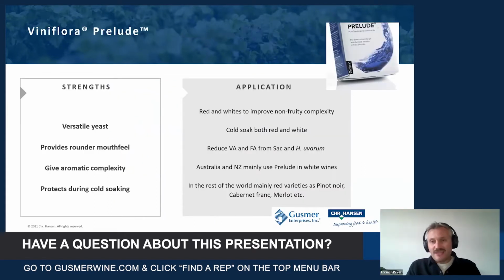So we like to see Prelude as being a very versatile yeast in that it can be used for reds and whites, again, to improve non-fruity complexity. The ability to release mannoproteins can provide a rounder mouthfeel, can give aromatic complexity, as said before, and again, because of the cold tolerance, can also protect during cold soaking.